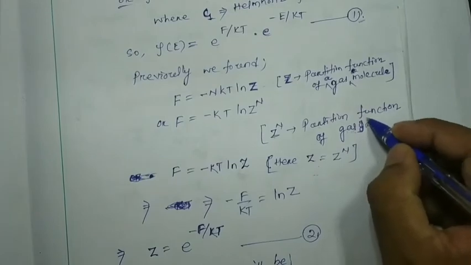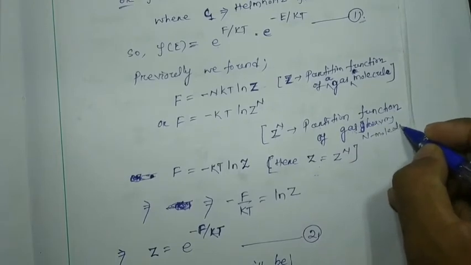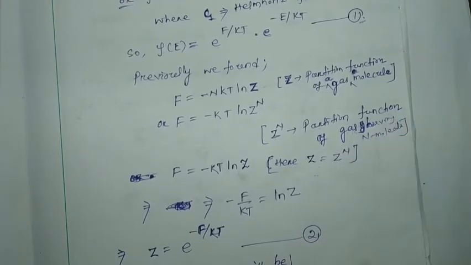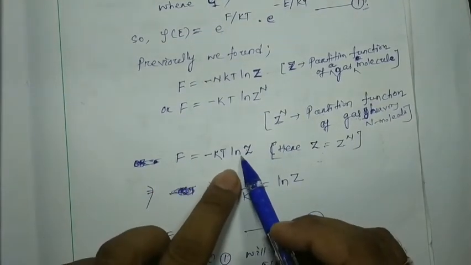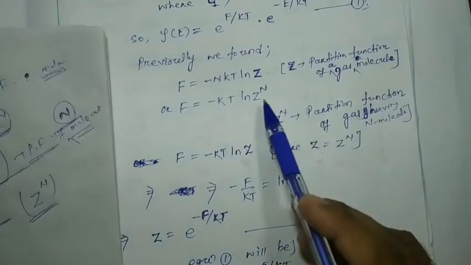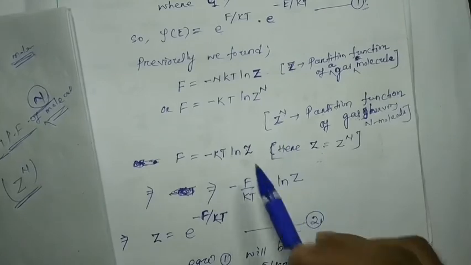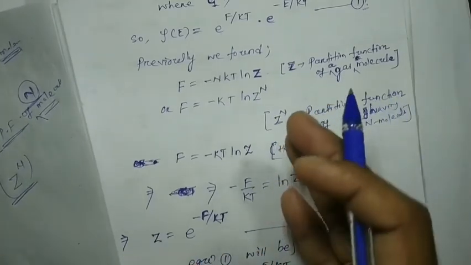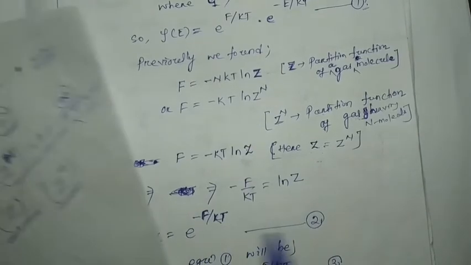Here just write, having N molecules. Okay, here f equal to minus kT ln z. Here z equal to z to the power N. Now you can ask, sir, why have I written z for z to the power N? I have written z here also because most of the books have written in this format. So whenever you refer to a book, you may get confused. But actually, carefully you have to watch this one.